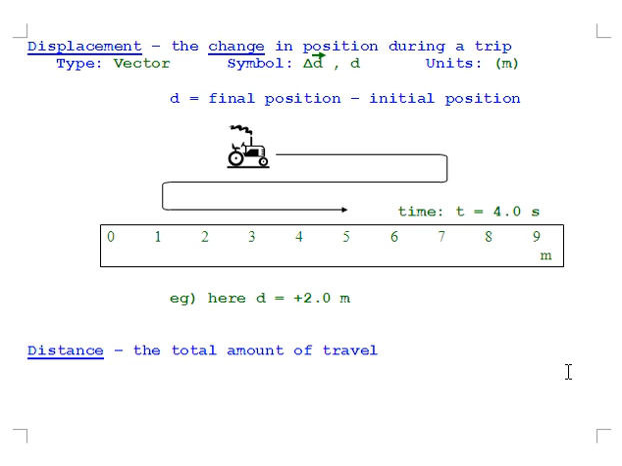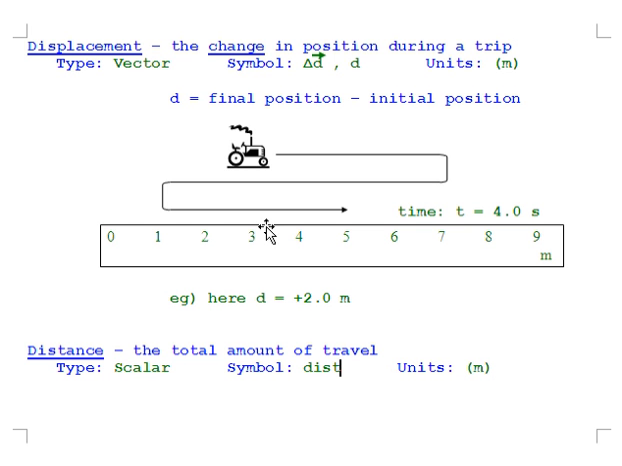Contrast that with distance, which is just how far have you gone overall, the total amount of travel. It's a scalar. There actually is no symbol, so you should write the word distance, although I'm okay if you write down just D-I-S-T, dist. And the units are meters.